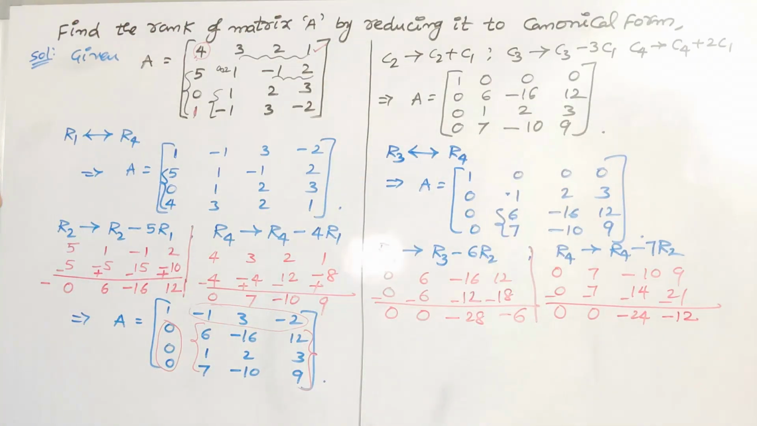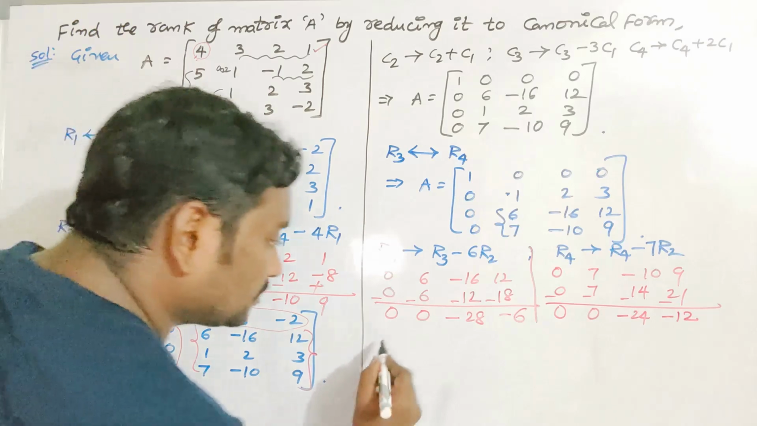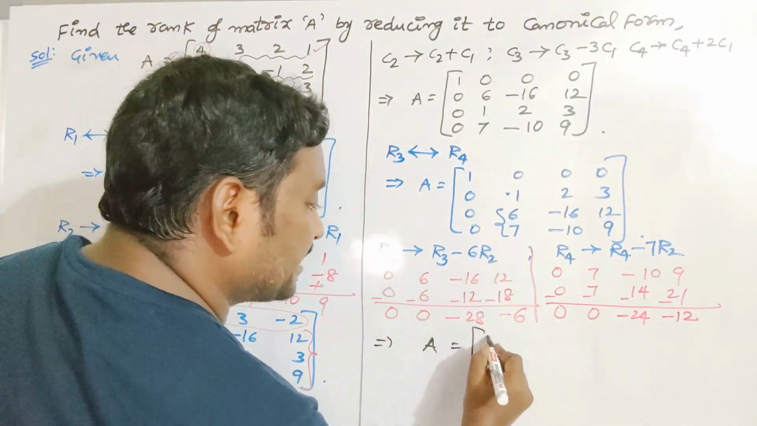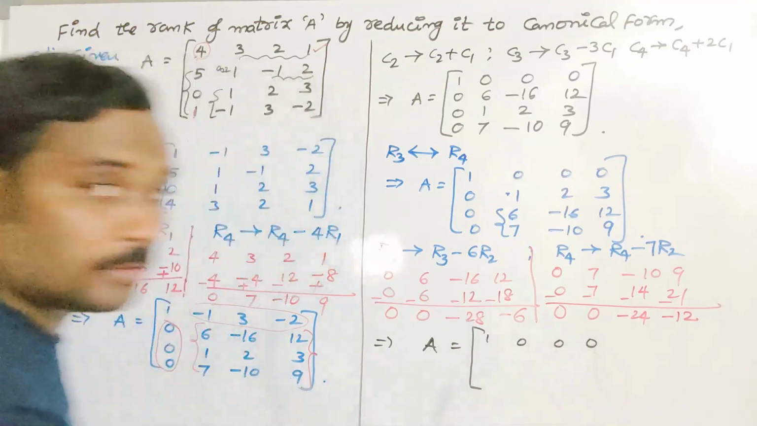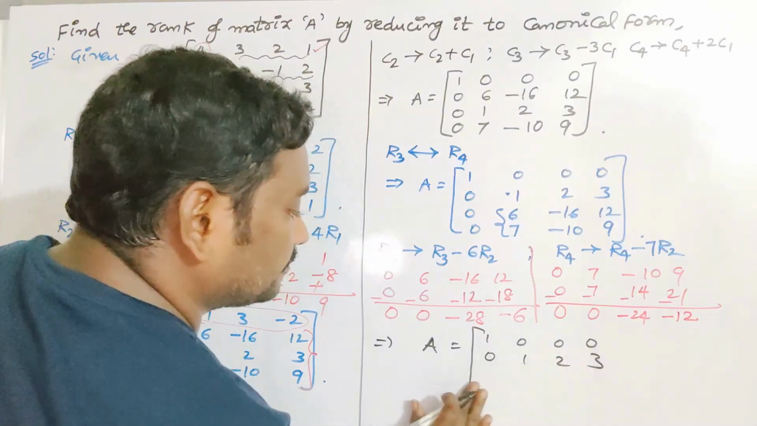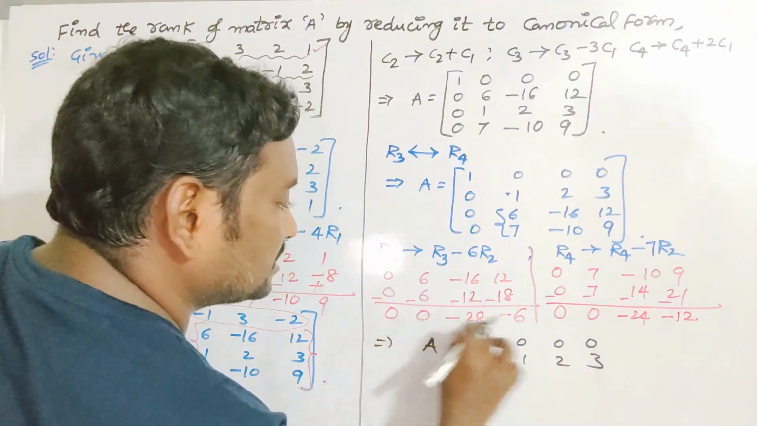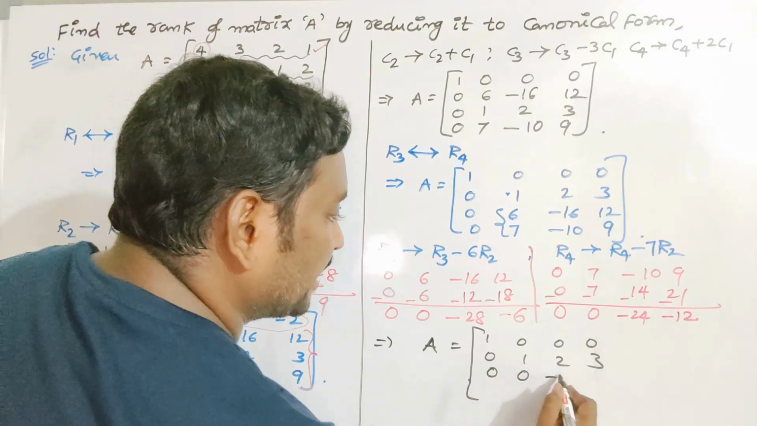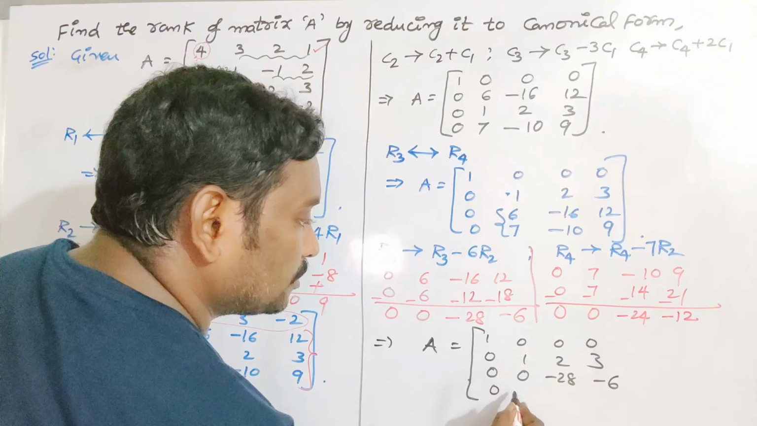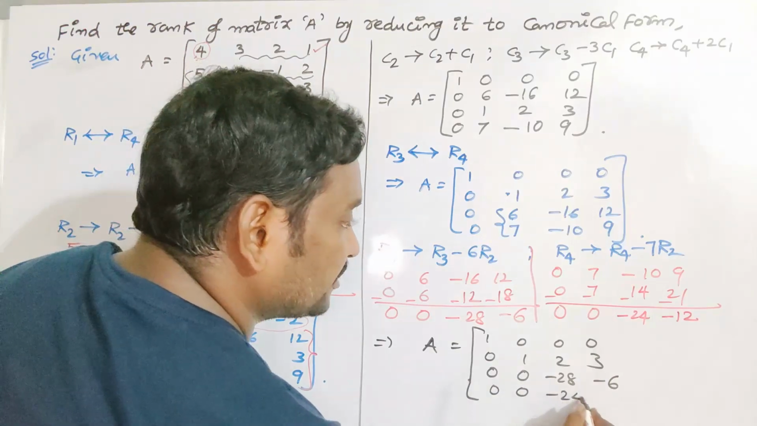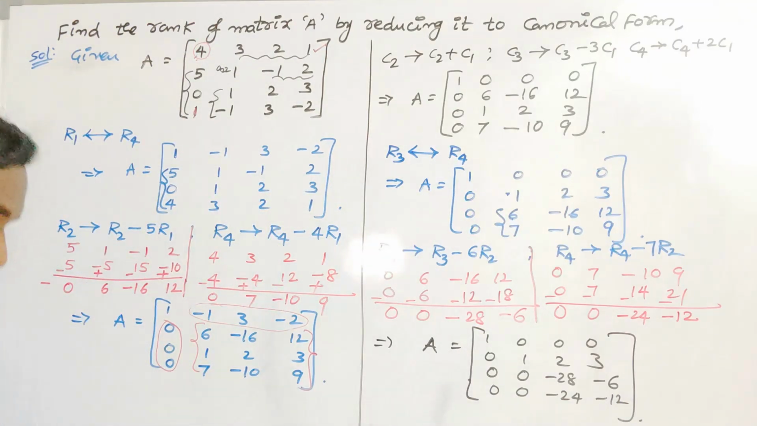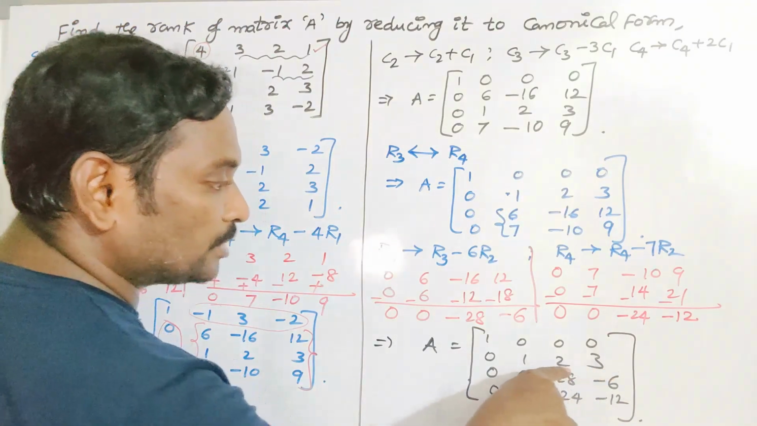You can write the matrix A is equal to: first two rows are the same, 1, 0, 0, 0, next 0, 1, 2, 3, next this is the third row, 0, 0, minus 28, minus 6, and this is the last row, 0, 0, minus 24, minus 12. Now, by using column operations, we have to make these two elements 0.